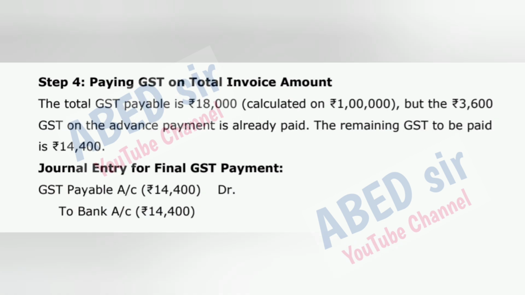Step 4. Paying GST on total invoice amount. The total GST payable is 18,000 rupees, calculated on 1 lakh rupees, but the 3,600 rupees GST on the advance payment is already paid. The remaining GST to be paid is 14,400 rupees. Journal entry for final GST payment.